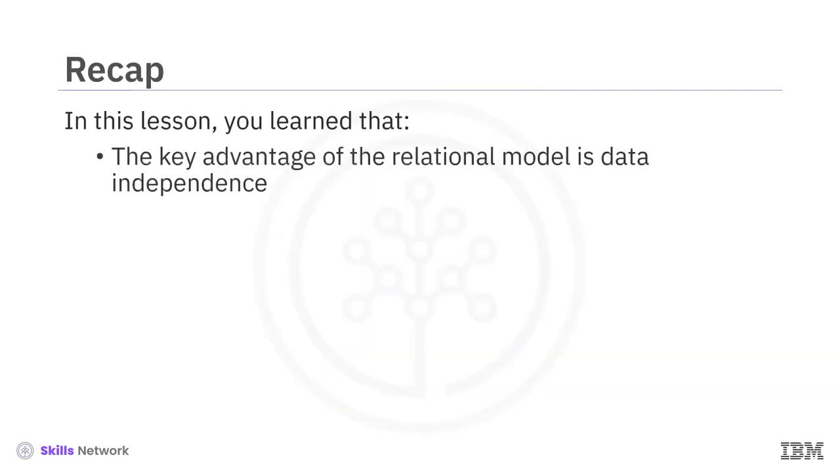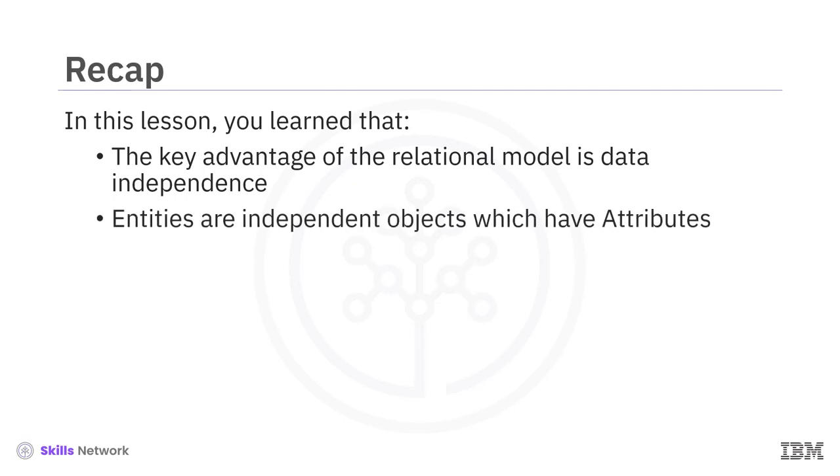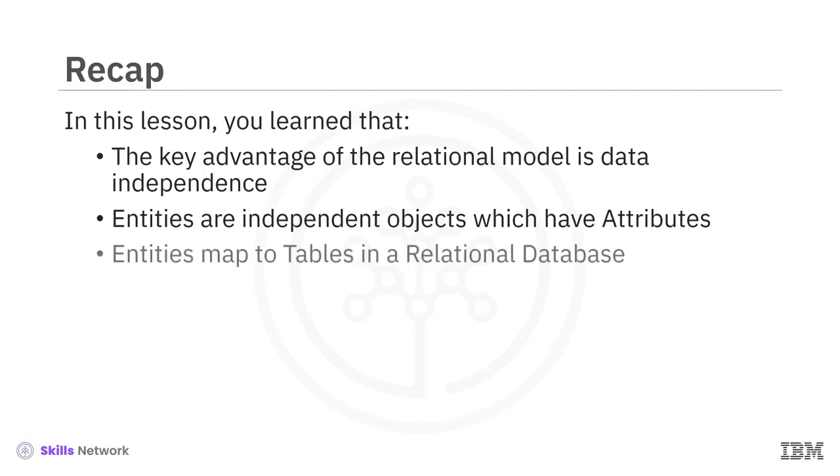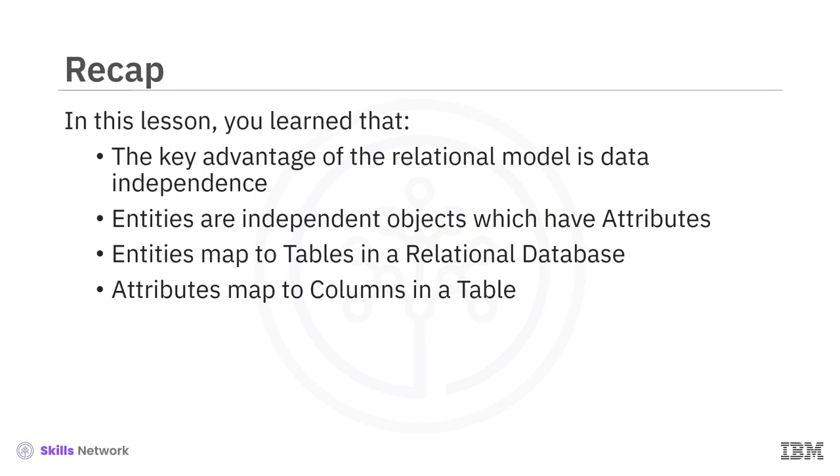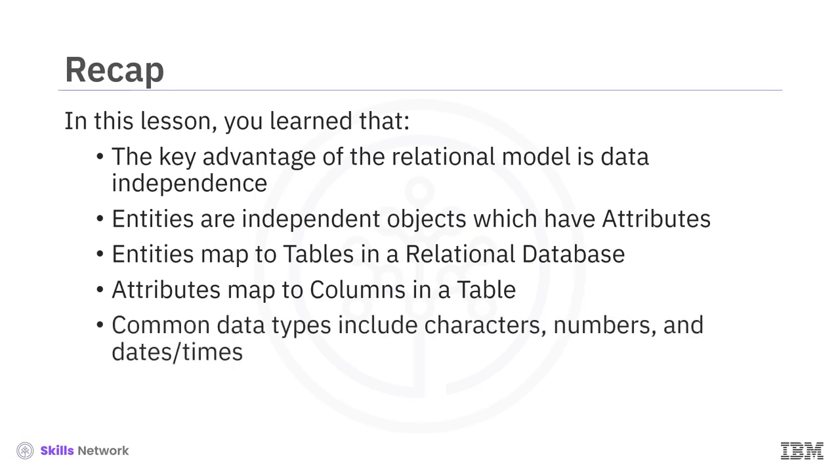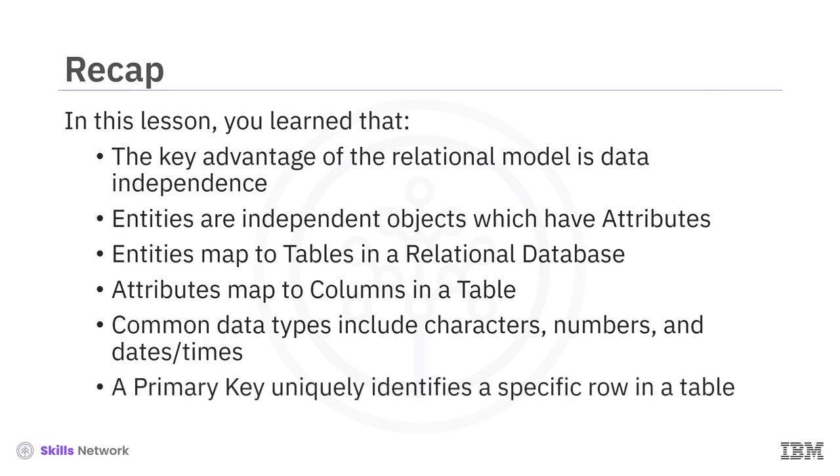Now you know that the key advantage of the relational model is logical and physical data independence and storage independence. Entities are independent objects which can have multiple characteristics called attributes. When mapping to a relational database, entities are represented as tables and attributes mapped to columns. Common data types include characters such as char and varchar, numbers such as integer and decimal, and timestamps including date and time. A primary key uniquely identifies a specific row in a table and prevents duplication of data.